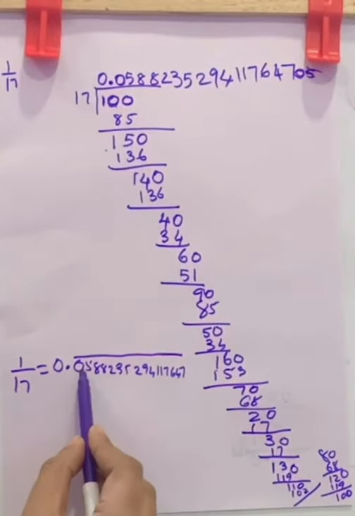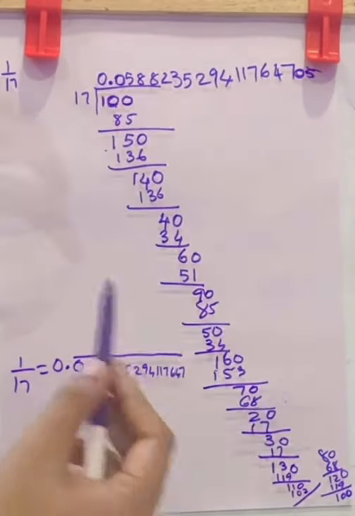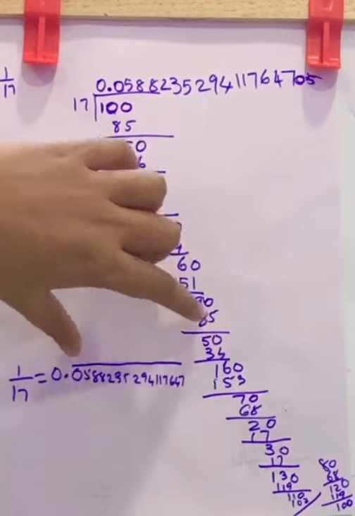How many digits are there? 1, 2, 3, 4, 5, 6, 7, 8, 9, 10, 11, 12, 13, 14, 15, 16. A set of 16 numbers are repeating.